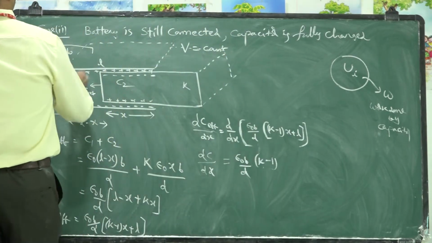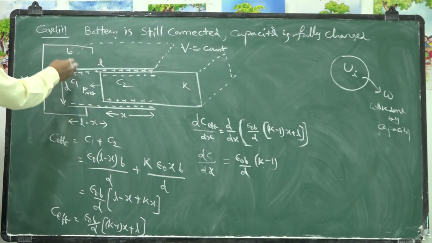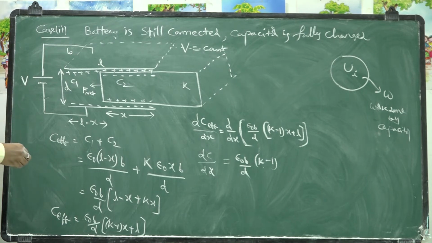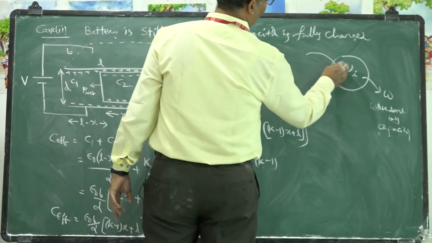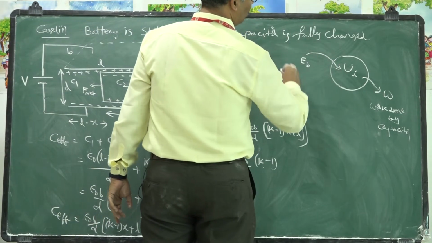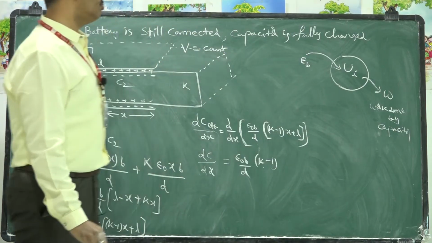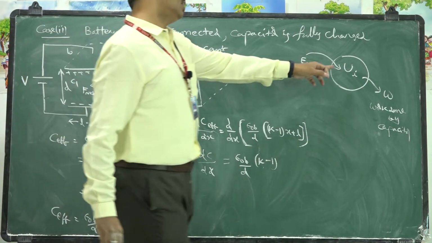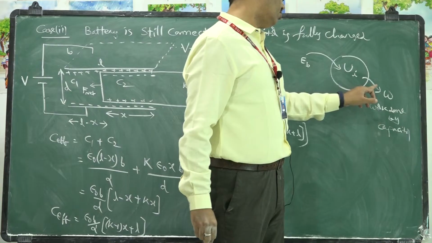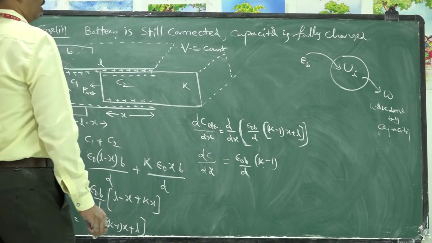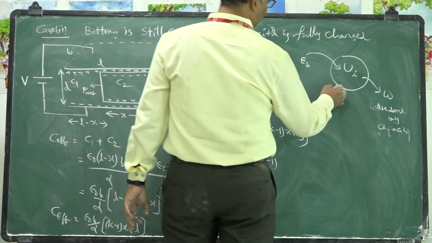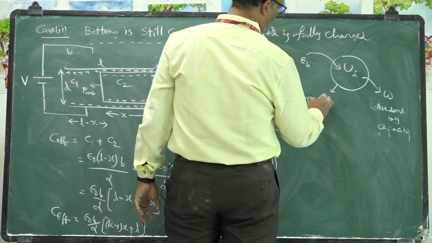At the same time, as the plates of the capacitor are still connected with the battery of potential V, the battery is providing some energy. So the energy supplied by the battery, let it be EB. EB is the energy supplied by the battery to increase the energy. Some part of the energy is expended for doing work. So here, this is the capacitor as a system.